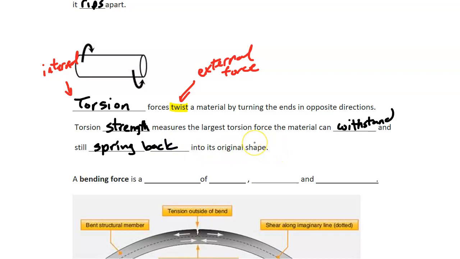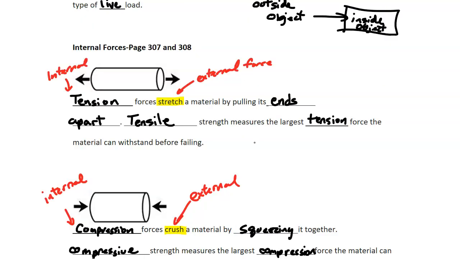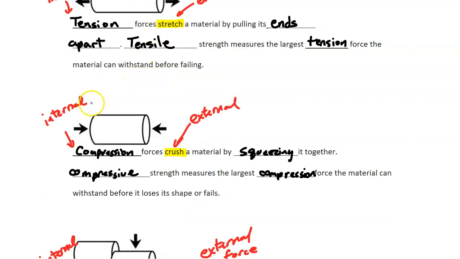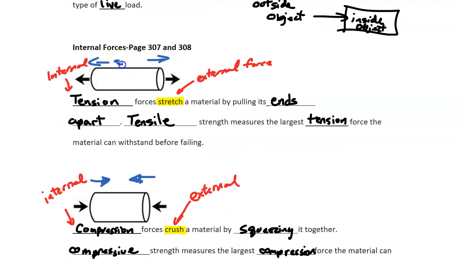So if we take a look, we've got a little diagram with each of these. Tension, we see it's being stretched, pulled apart, where the forces are pulling away from each other on opposite ends of the object. Internal compression forces, again, are two forces going in different directions, but they're going towards each other. So this is away, this is towards.